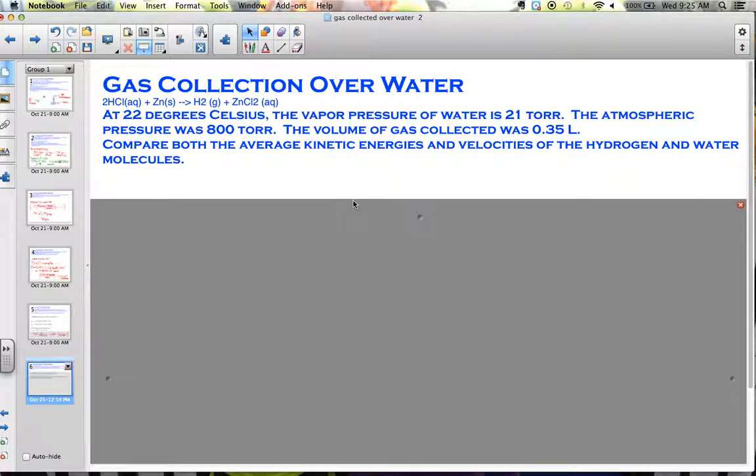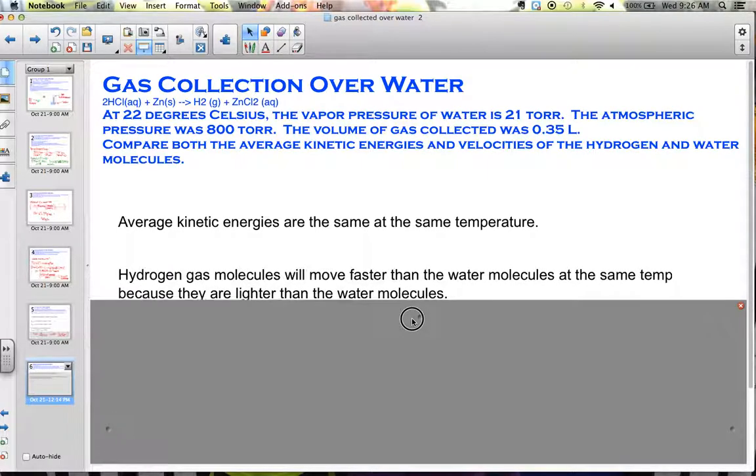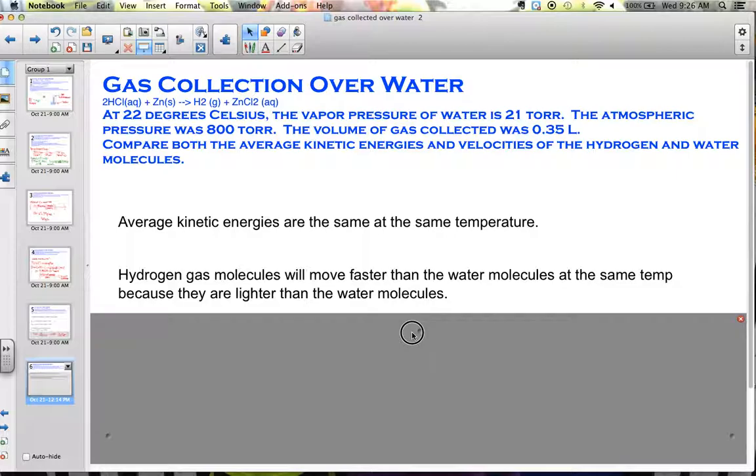And the final part of the question, if we want to compare the average kinetic energies and the velocities, remember at the same temperature, average kinetic energies are the same. So the average kinetic energy of the hydrogen gas and the water vapor are identical. However, the speeds or velocities would be different. The hydrogen gas molecules will move faster than the water molecules when they're at the same temperature because the hydrogen gas molecules are lighter than the water vapor molecules.